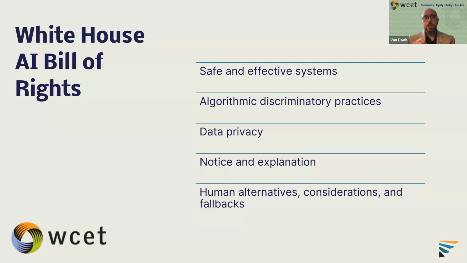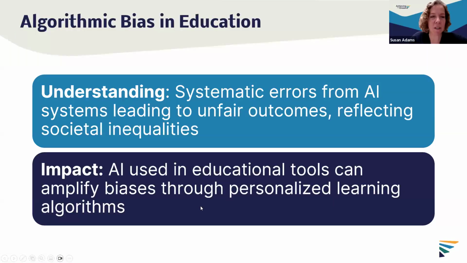And for our purposes today, we want to specifically hone in on one of those components, and that's algorithmic discriminatory practices that Susan's going to talk a little bit more about. So algorithmic bias is a pressing challenge at this intersection of technology and education. And like Van said, it's demanding our attention to really think about this deeply. So it's essential to recognize that these AI systems can carry biases. So do we as humans. We all have bias. So it results in this kind of systematic errors that can potentially produce unfair outcomes.